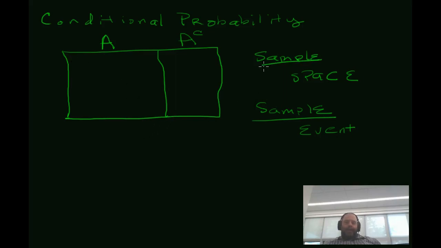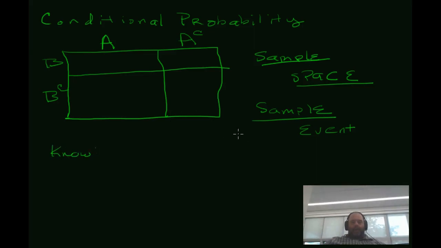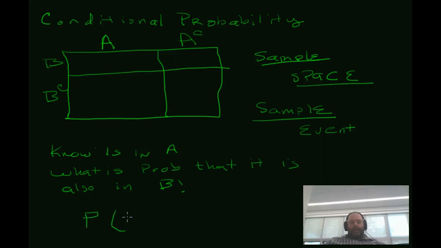Now, this same sample space can also be partitioned another way. So let's draw another line going this way. These are the events that are B, and these are the events that are B complement, which is not B. And what I want to know is, if I know the thing that I have sampled is in A, what is the probability that it is also in B? We're going to write that as the probability of being in B, given that I know it's in A. So this is our notation.